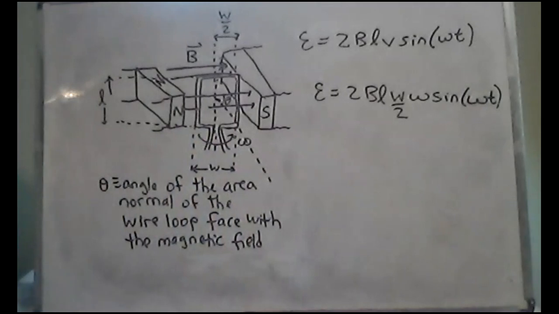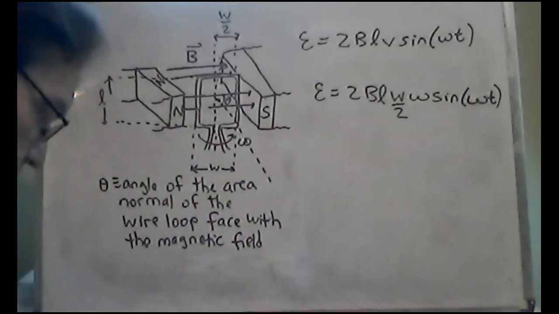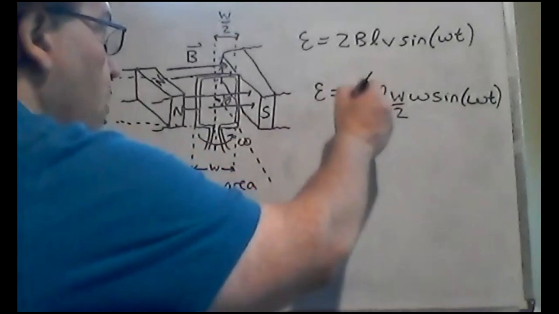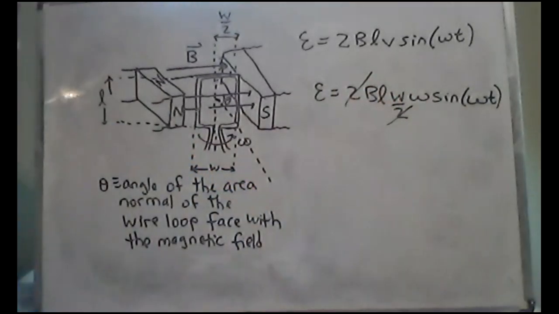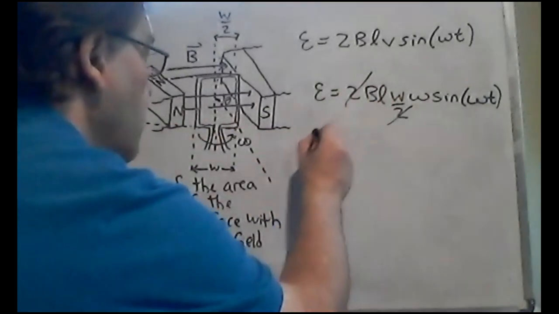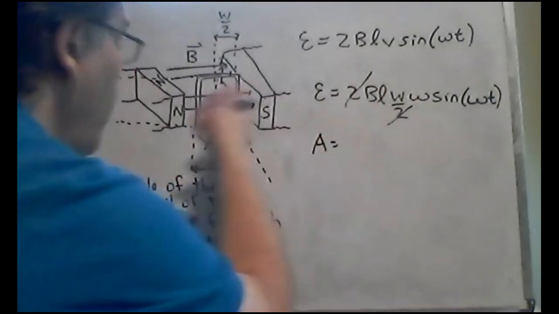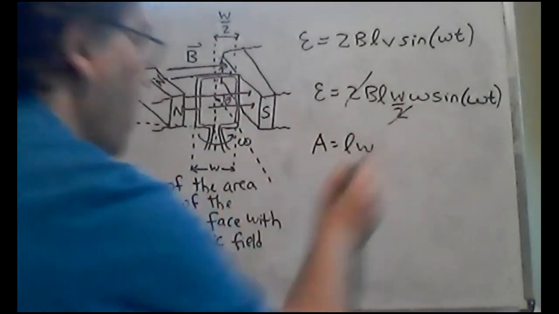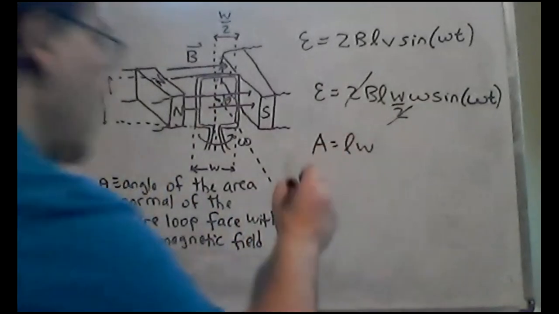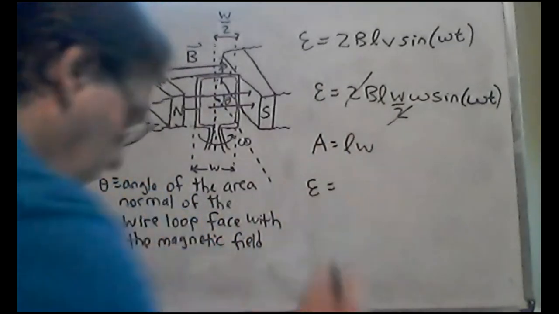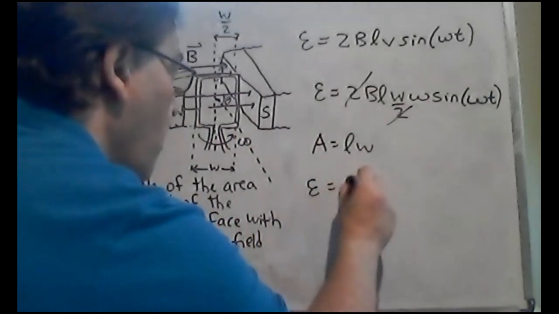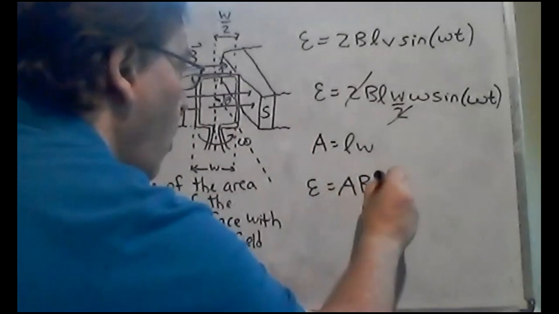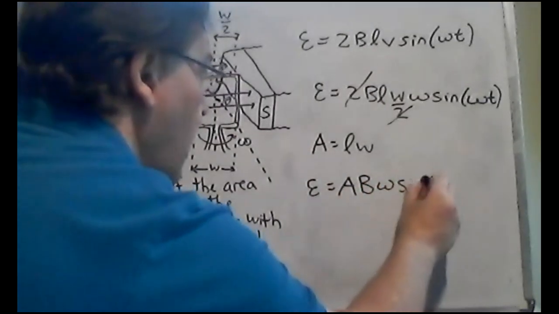So now we can actually cancel out these 2's. Okay, that's nice. Then we can realize, hey, L times W, isn't that the area? Yeah, that's the area. So the area of my wire loop is LW. So let's fix this up. Now I have epsilon is going to be A B omega sine of omega t.